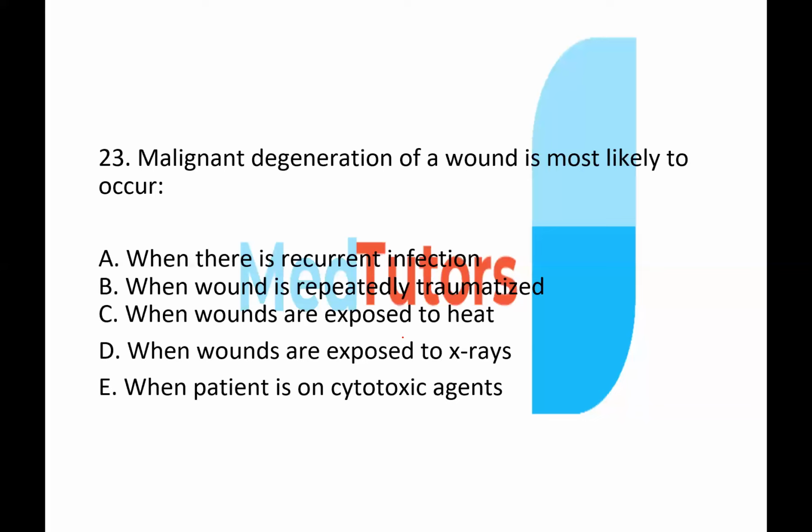The answer is D. All these other options can cause chronicity, but exposure to radiation is a risk factor for malignant degeneration. Is it clear? All this will cause persistent stimuli. It's chronicity that may become malignant. But the most appropriate here is exposure to radiation. Is it clear?